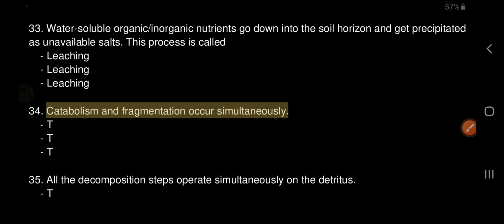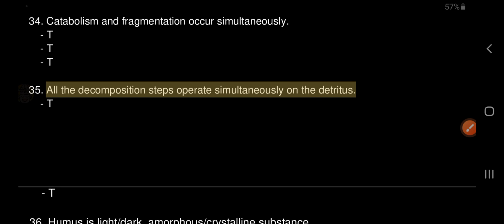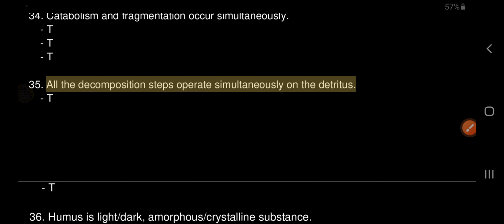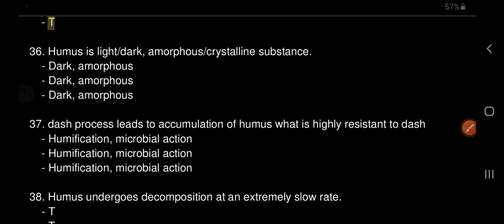34. Catabolism and fragmentation occur simultaneously. True. 35. All the decomposition steps operate simultaneously on the detritus. True. 36. Humus is light, dark, amorphous, crystalline substance. Dark, amorphous.